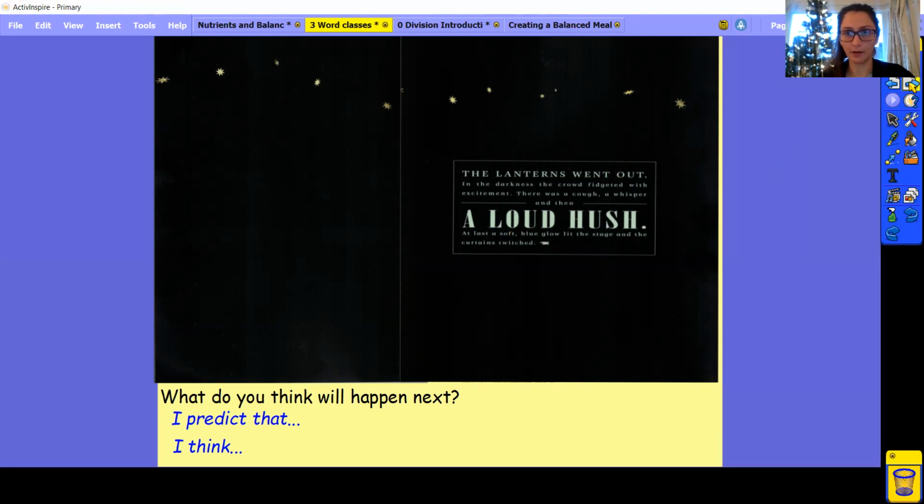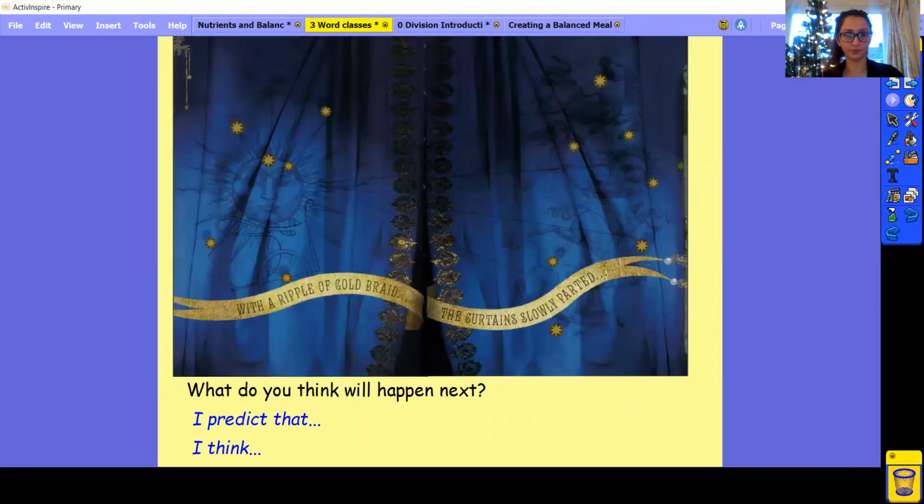Brilliant. Well done for having a go at that. So look at that beautiful page. Absolutely beautiful. A ripple of gold braid. So with a ripple of gold braid, the curtains slowly parted. So these beautiful curtains here started to open up. Okay, again, what do you think might happen? What do you think is going to come out of this next section?